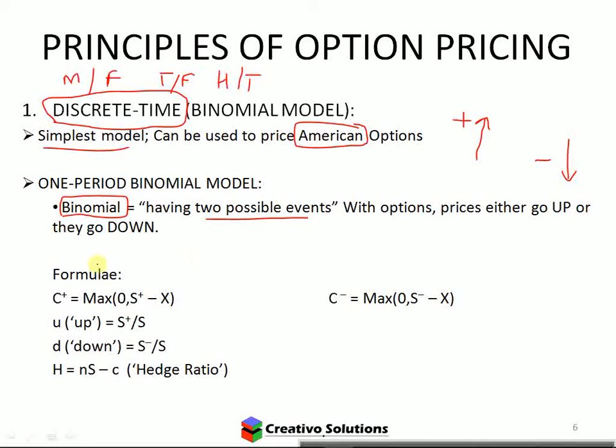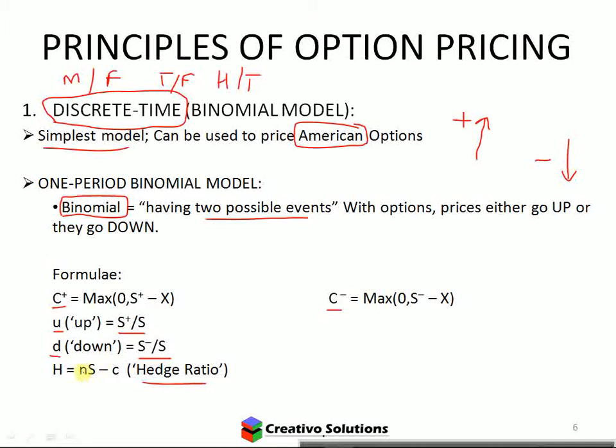Okay, so here we've got two equations. C plus, which is the call when there's an increase in price, versus the call with a decrease in price. We've got the maximum of the spot with the price increase minus the exercise price. U is representing up. D is representing down. So how do I get the U and the D? I use that formula. H is the hedge ratio, which is the N S minus the C.